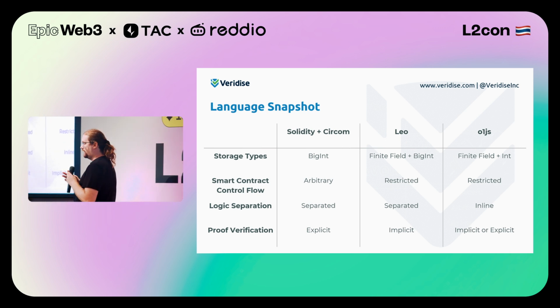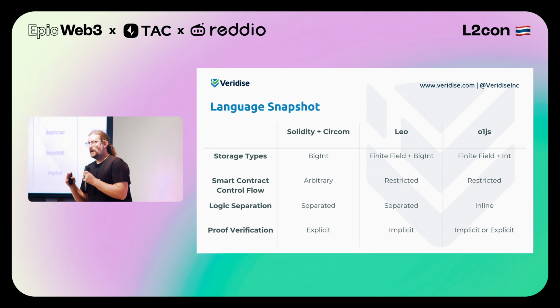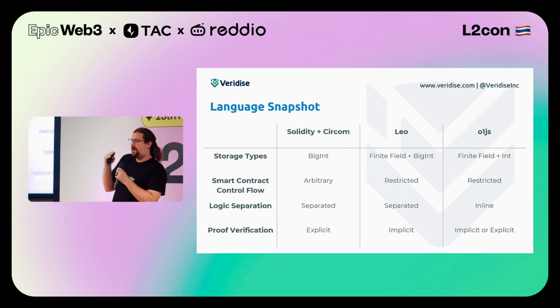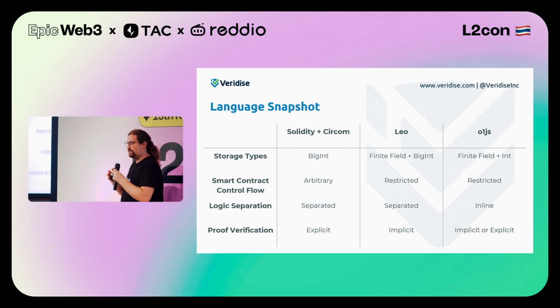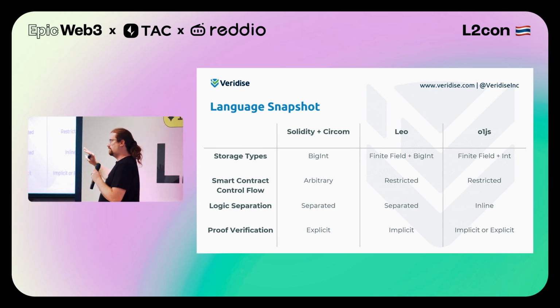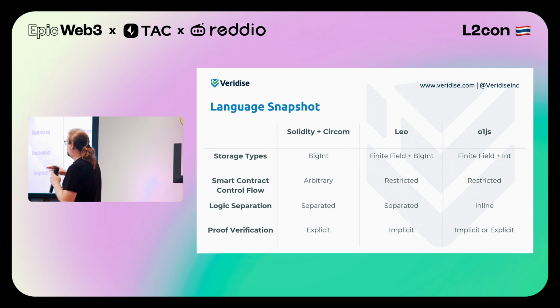O1.js, on the other hand, kind of inlines everything, where when you write an application, you're writing both the smart contract and the ZK portion together, typically. You can also write a ZK circuit separately, but I'm just going to ignore that until later on.